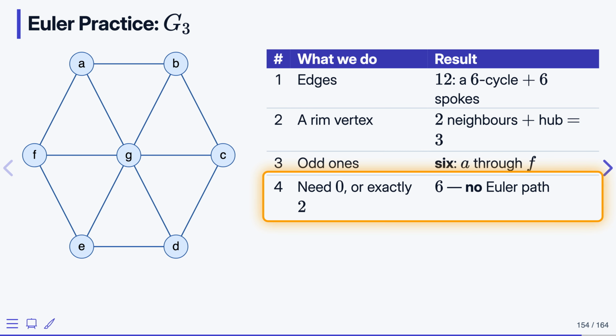Step 4. Now name the criterion. We need 0 odd vertices for a circuit, or exactly 2 for a path. 6 is neither, so this graph has no Euler circuit and no Euler path at all.